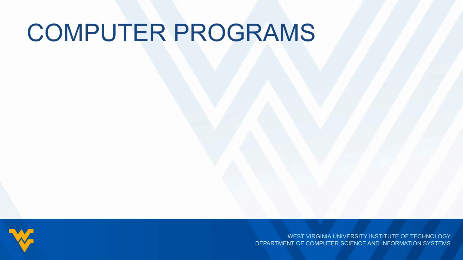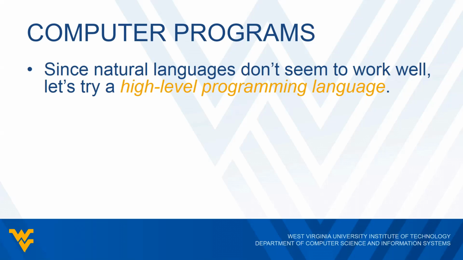Okay, so natural languages don't work. So let's try a different approach. Let's try going straight to a high-level programming language. If we're going to be turning this into some code, let's just go ahead and write the code for it. For example, we can use C++ and Java. These are a couple of examples of high-level languages, and there are many more, and we'll talk about them later, but these are two of the more popular ones.